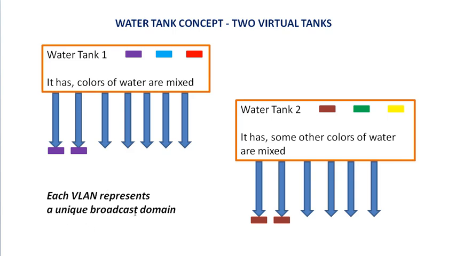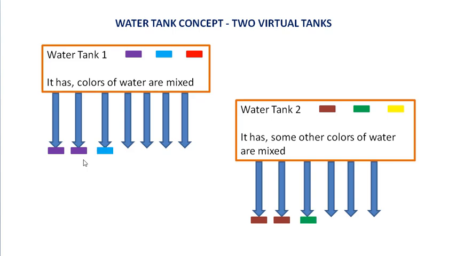So each VLAN represents a unique broadcast domain. The color of water that flows through this pipe only means it is unique, it won't mix with other pipes. Okay, so how you are defining your ports in the switch, how you are defining your ports as an access port accessing this particular VLAN. How I defined it here: this pipe should be a purple color.